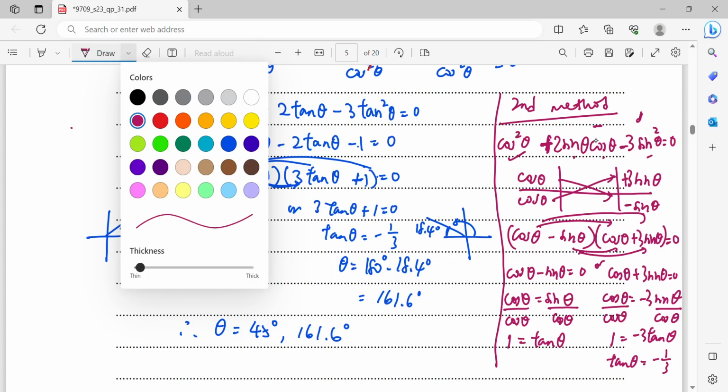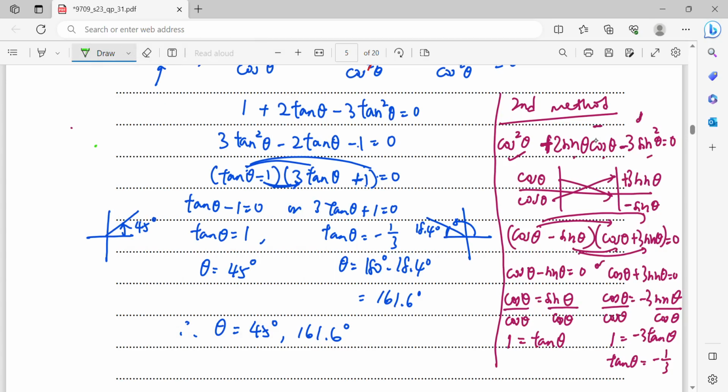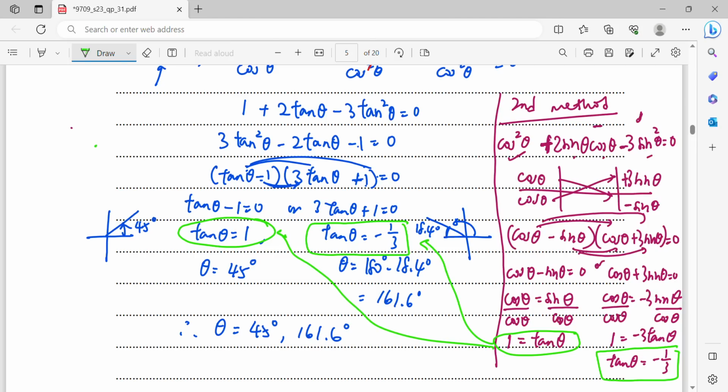So when you compare, basically I'm getting here tangent theta is 1, and tangent theta is negative 1 over 3, same as before. So we are getting the same steps here. So these are the two methods to solve this question. Okay, but of course, if you use the second method, then you have to proceed with all of this, right? So your theta will be 45 degrees and the other one is 161.6 degrees. Okay, so that's all for this question.